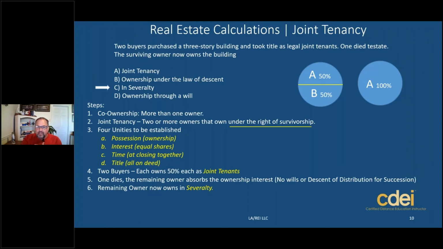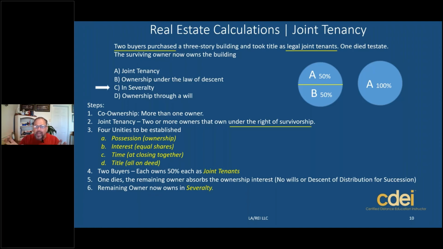Now, let's look at the play on words. Okay, I'm going to bring up a few things for you. Two buyers, we understand that as co-ownership. Legal joint tenants. Okay, one died, testate. Okay, so there's three clues. The two big clues is legal joint tenants and one died, testate. Right, now listen, pay attention to this very quickly. Two buyers purchased a 3-story building, took title as legal joint tenants, one died, testate.